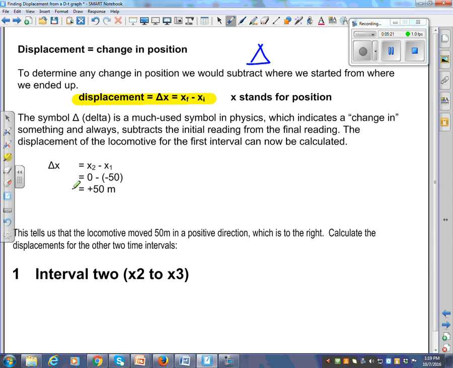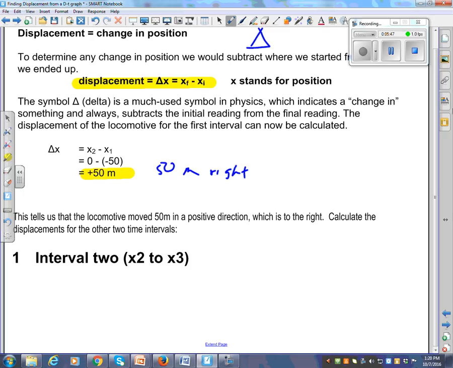So again, x2 minus x1, final minus initial, and I on purpose used a negative here, so it's 0 minus minus 50, which is plus 50, or 50 meters to the right. Final minus initial. Okay, you do interval 2, from x2 to x3.